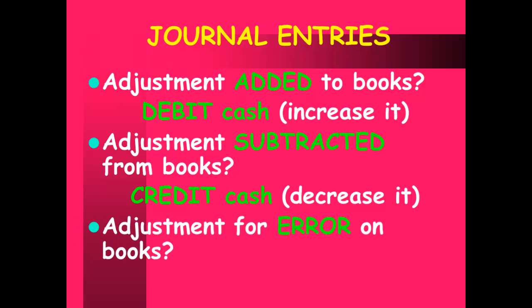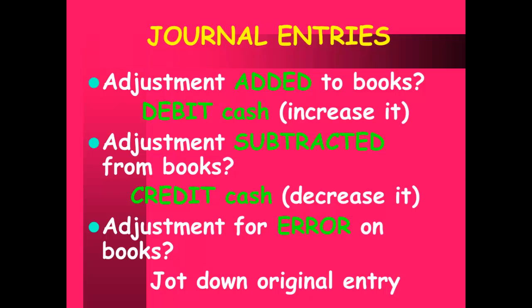If the entry was for an error on our books, I'm going to suggest you do what we just did for those two errors, where we write down the wrong entry we made and the correct journal entry, and I think it will help you in figuring out how to make a journal entry to fix that.